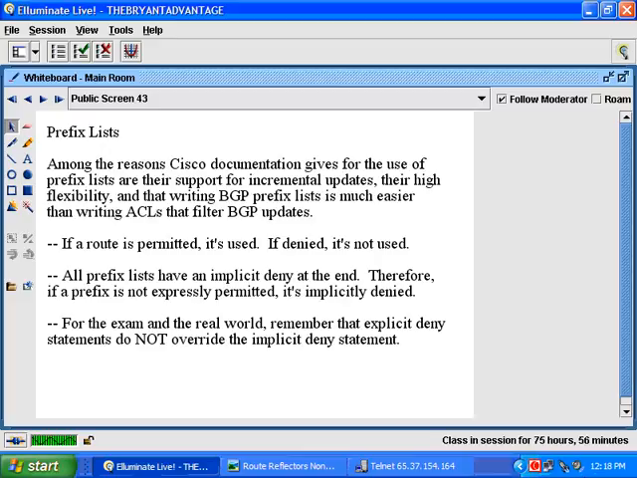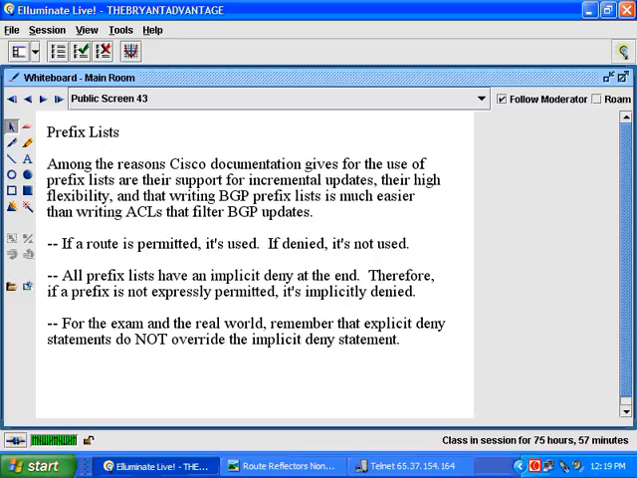And you're going to see that a prefix list has a lot in common with an access control list. If a route is expressly permitted, it's going to be used. If it's denied, it's not going to be used. Makes perfect sense, but it is, again, the basic ACL theory as well. All prefix lists have an implicit deny at the end, just like an access list. And therefore, if a prefix is not expressly permitted, it is implicitly denied.